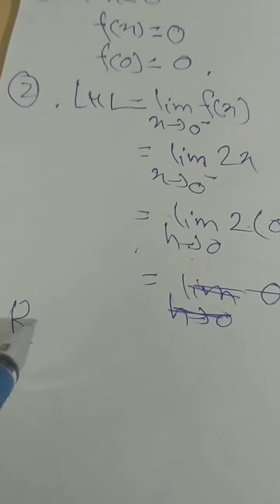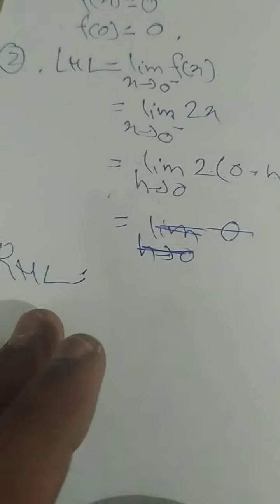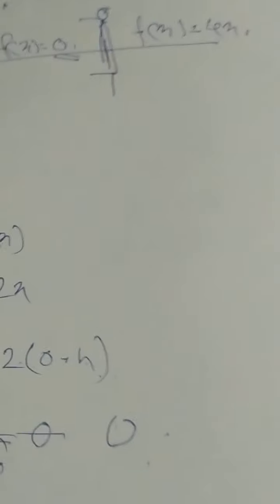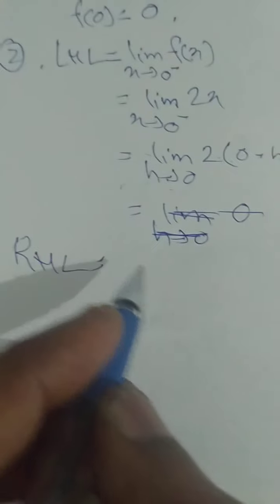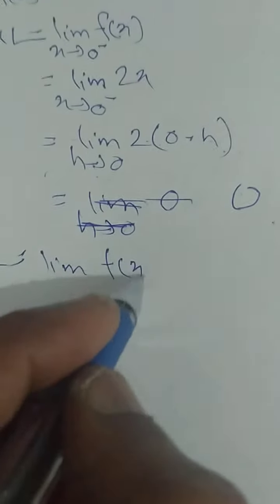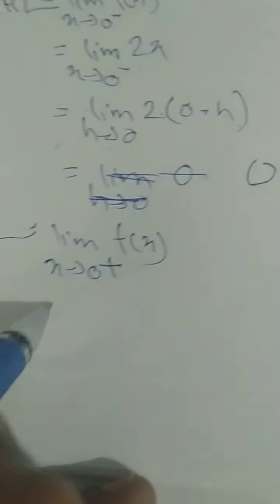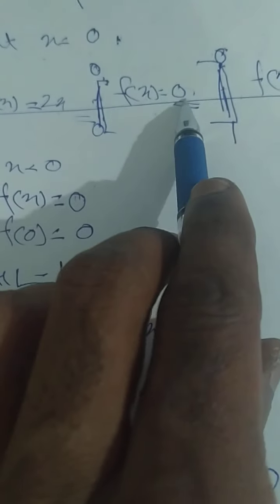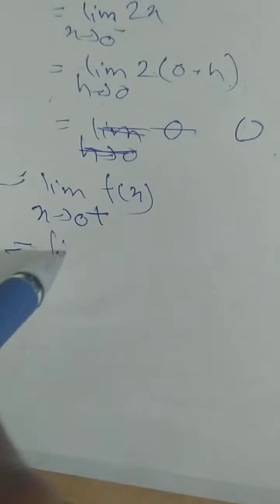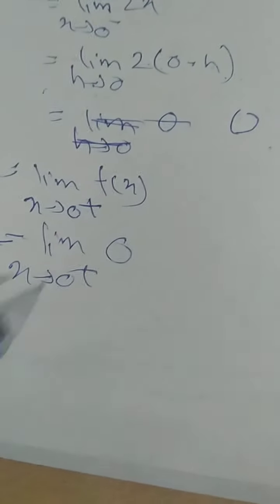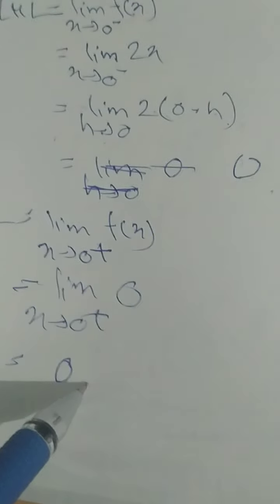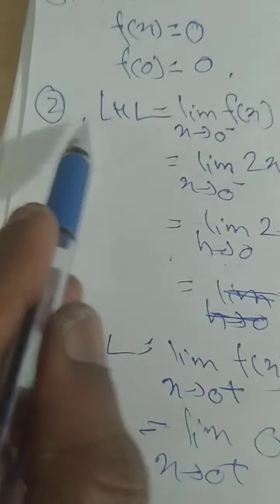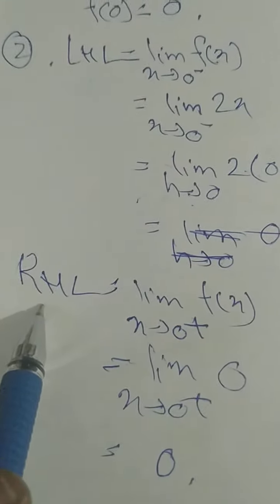Now I will be considering RHL. RHL will be equal to the limit of f of x as x tends to 0 plus. For values which are greater than 0, the function is defined by 0. So it is the limit of 0 as x tends to 0 plus, so it is 0. Now we see that f of 0 is equal to LHL is equal to RHL.